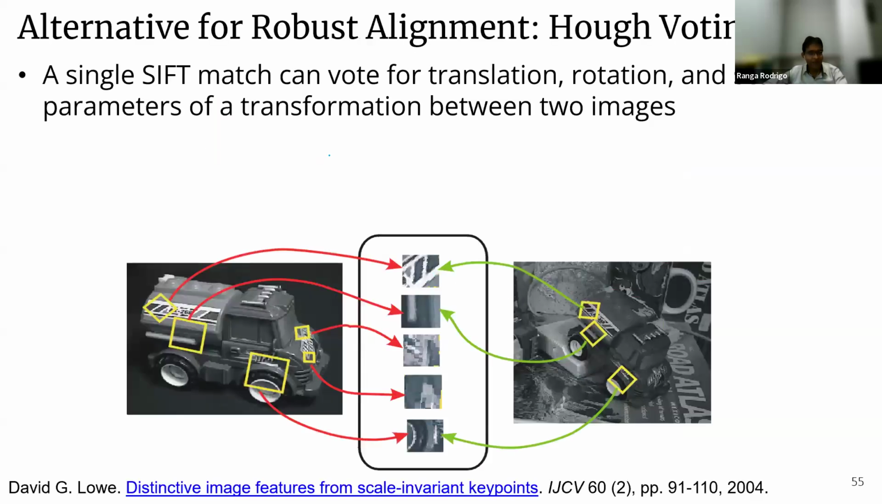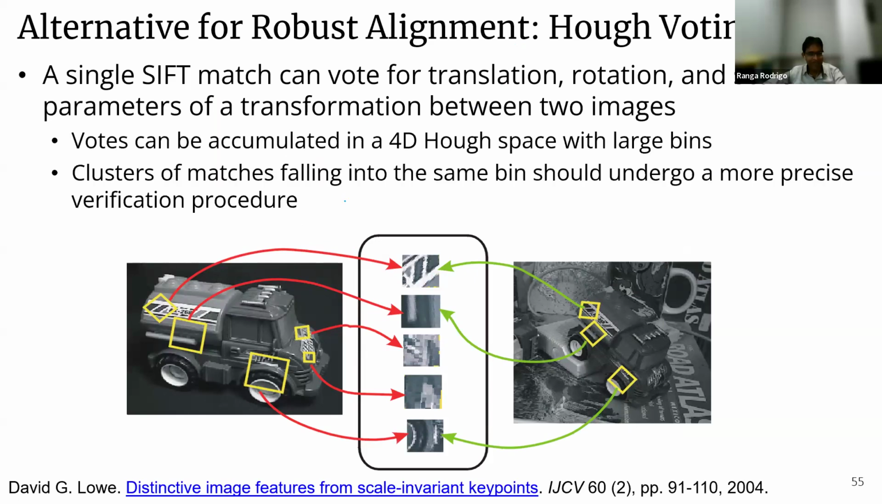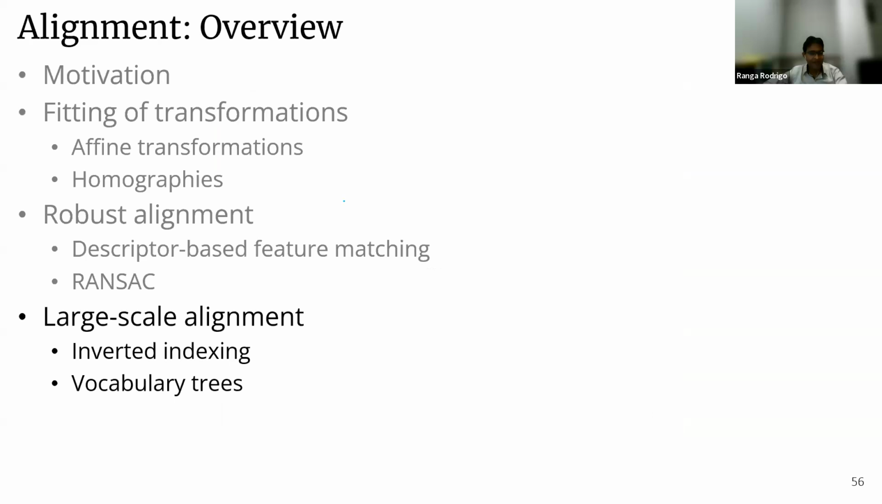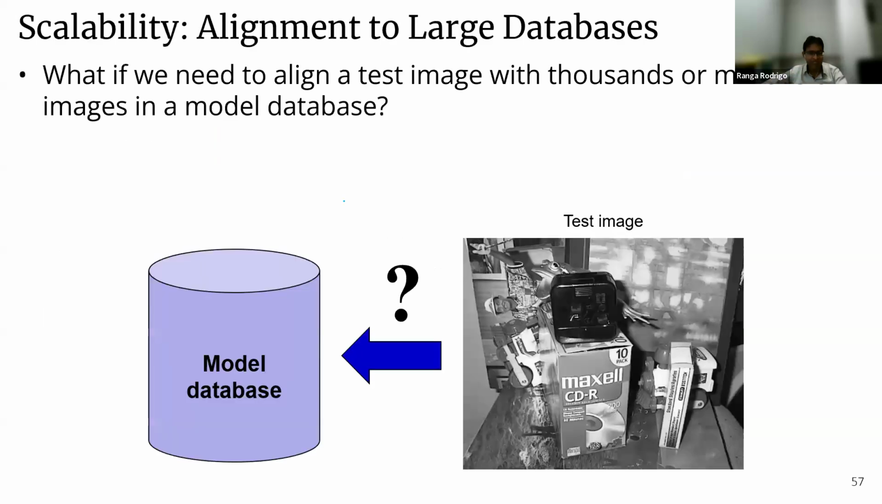So an alternative robust line fitting method, you can use so-called Hough voting also. We will not look at that. So then with RANSAC, you can usually find the transform accurately. But large scale alignment is also there. I will briefly describe that, but not in too much detail.